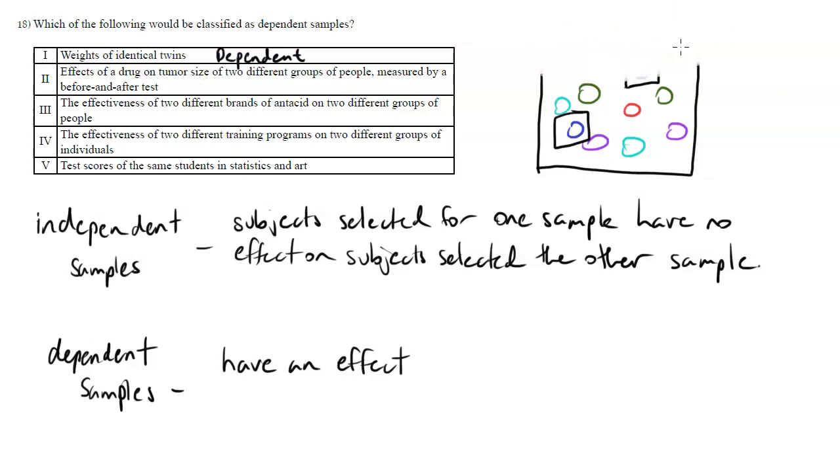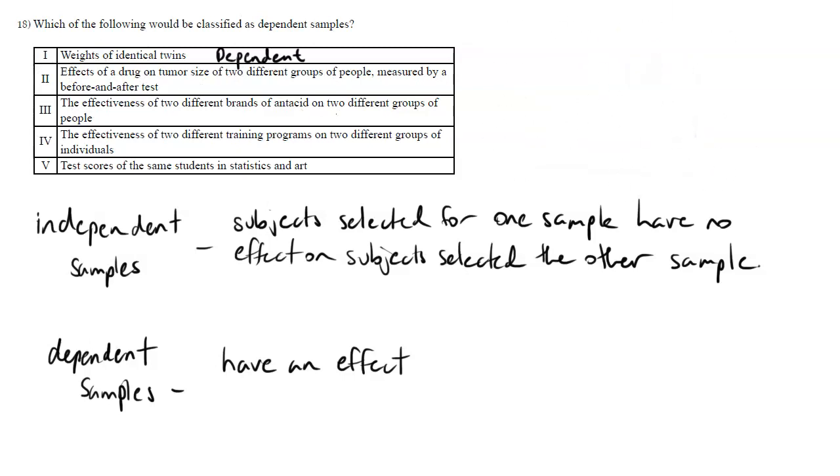Let me erase this. Now let's say I'm talking about the second one. Effects of a drug on tumor size of 2 different groups of people measured by a before and after test. Here's the key term: before and after. What that means is I'm testing one person. I'm testing them on their tumor size before they take the drug. And then I have to test that same person after they take the drug.